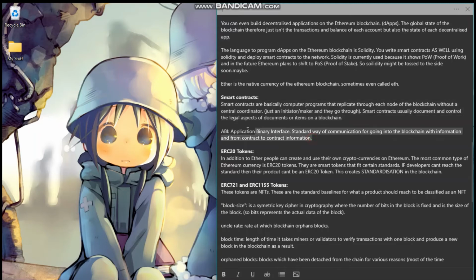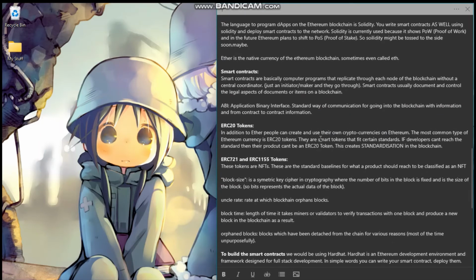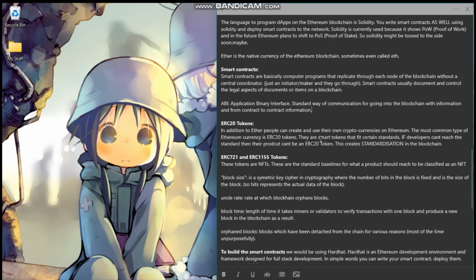And the ABI, which is really common when you're coding with Solidity and JavaScript, because you'll need your DApp's ABIs a lot. ABI stands for Application Binary Interface, which is a standard way of communication for going into the blockchain with information and from contract to contract. It's a way for the Ethereum blockchain to read the smart contracts, and to make it easy for other smart contracts to read it. So that's useful.